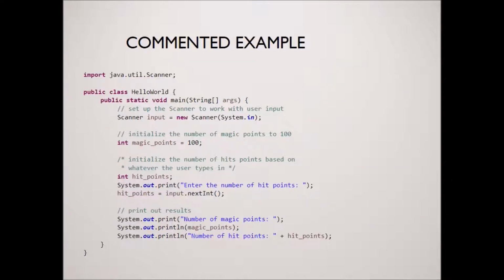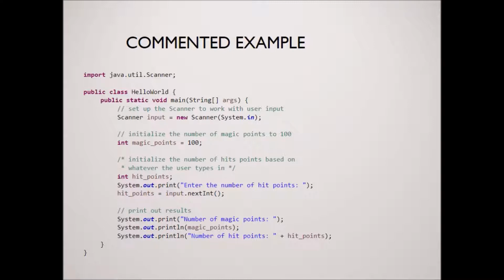Here's a commented example. It says we're going to set up the scanner to work with user input, single line comment. Then we do that, and then we say we're going to initialize the number of magic points to 100, and then we do that. And then we have a multiple line comment that initializes the hit points. And then we create a variable of type integer called hit points. We prompt the user to enter the number, and then we do an assignment. We say hit points equals input.nextInt.